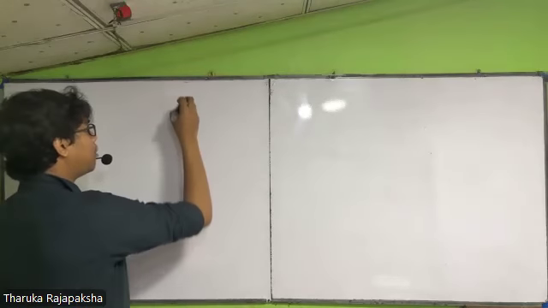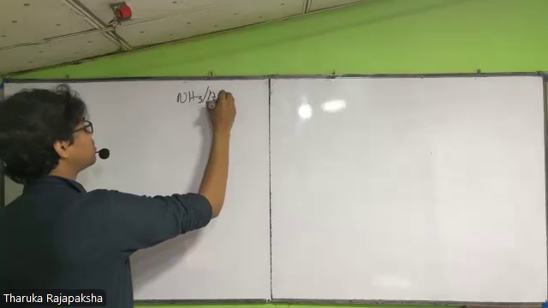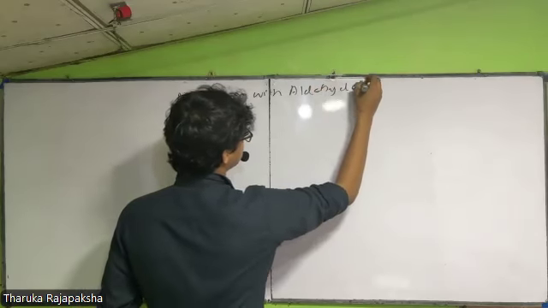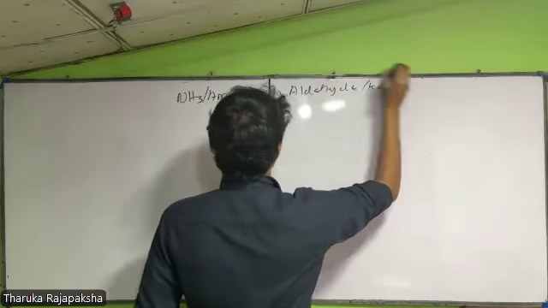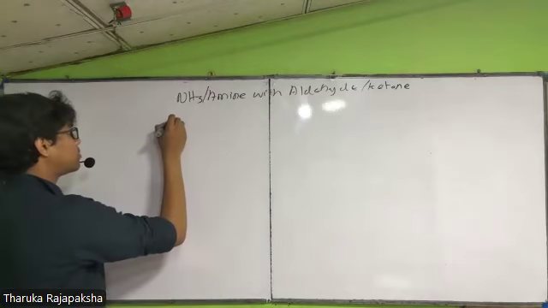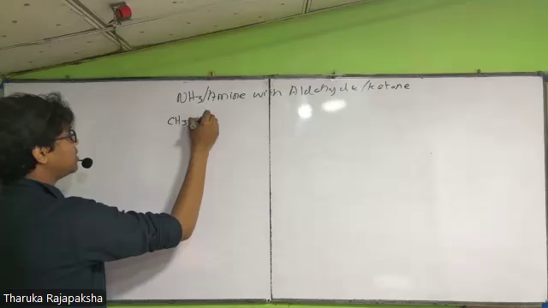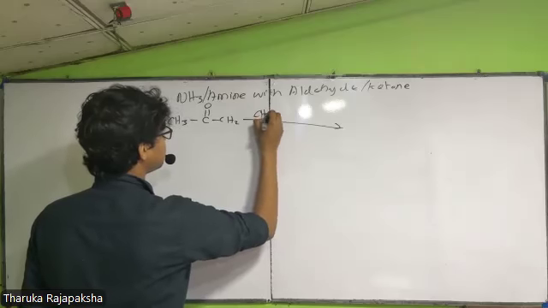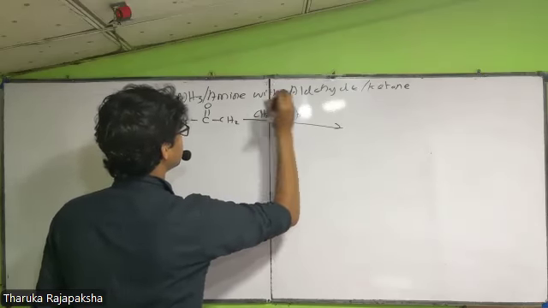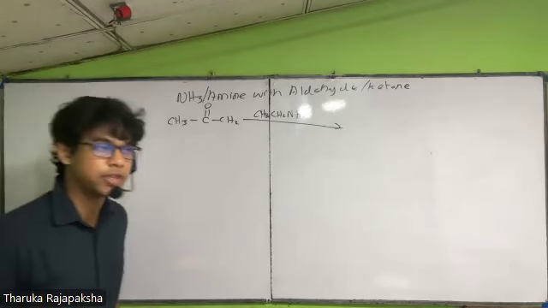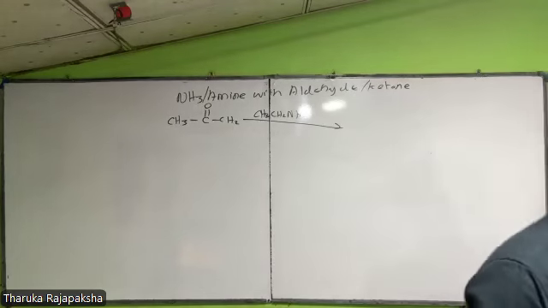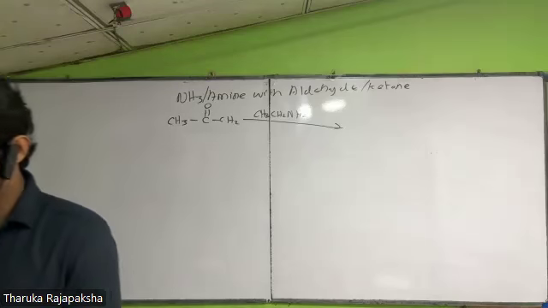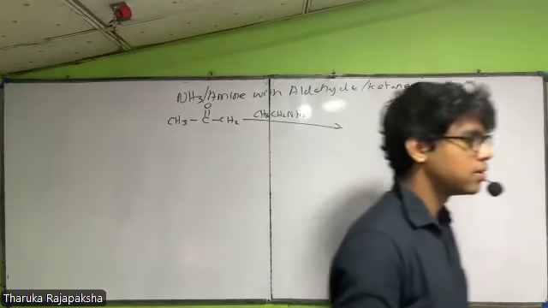This reaction: ammonia or amine with aldehyde or ketone. I'll react an amine, CH3, C, CH3, with CH3CH2NH2. What is going to be the product? What is the name of the product? What do you call that product?